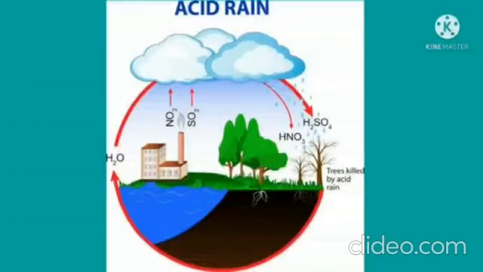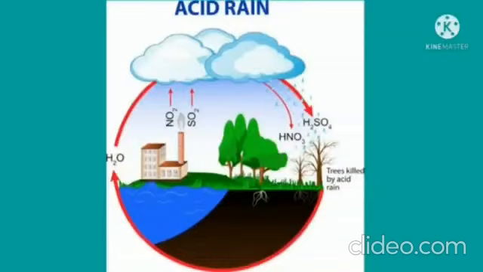How to control these acid rains? We use renewable energy sources like solar energy and wind energy to reduce acid rains and prevent pollution. We use solar energy and wind energy, then we prevent pollution and also control acid rains.